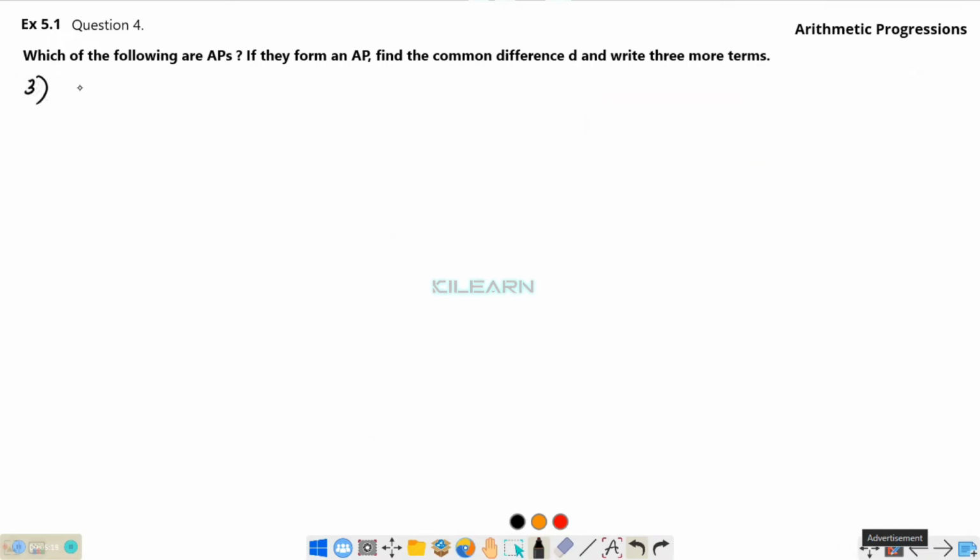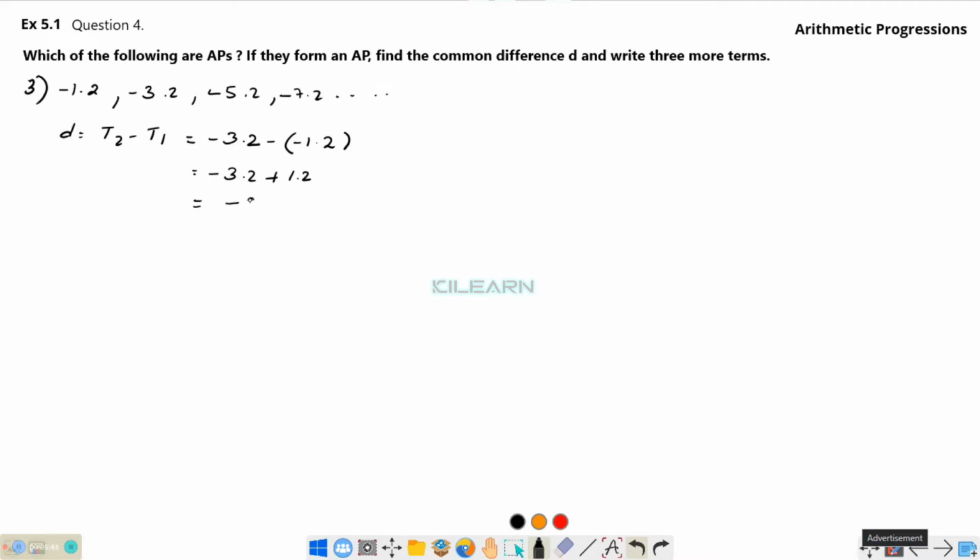Question number 3. Minus 1.2, minus 3.2, minus 5.2, minus 7.2, ... So again, the difference I need to find. T2 minus T1, which gives us minus 3.2 minus of minus 1.2, which gives us minus 3.2 plus 1.2, that is minus 2. How is it minus 2? We take minus 3.2 plus 1.2, the answer takes the sign of the bigger value, which is minus.